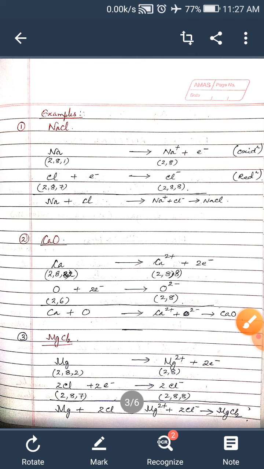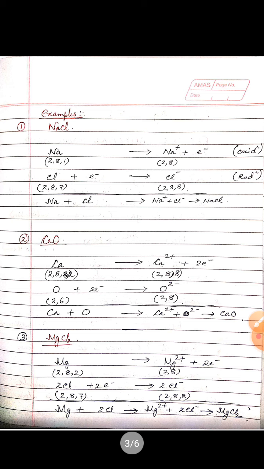You see, magnesium is having electron configuration 2, 8, 2, so just like calcium, it also loses 2 electrons and forms magnesium 2 plus having the configuration 2, 8. Now chlorine, it has 2, 8, 7, that means 7 electrons in the valence shell and its requirement is only 1. So it will take 1 electron and it will form chloride.